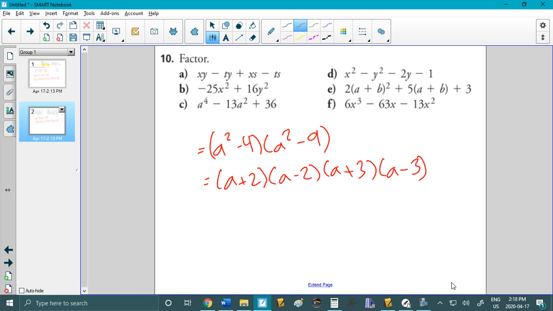Okay, folks, there you go. That's 8C and 10C from page 236, 237.